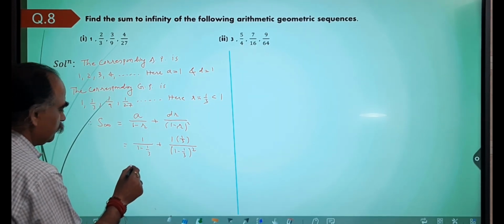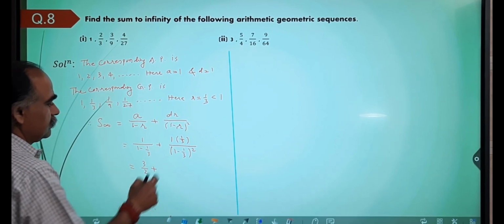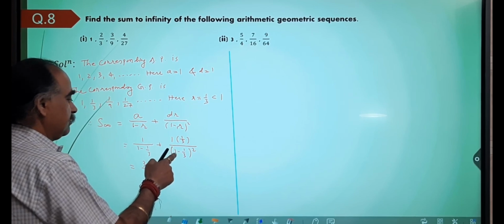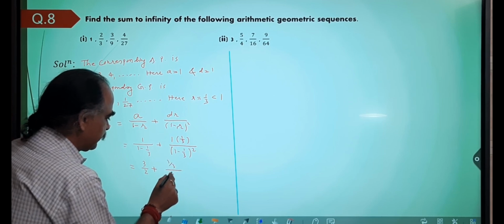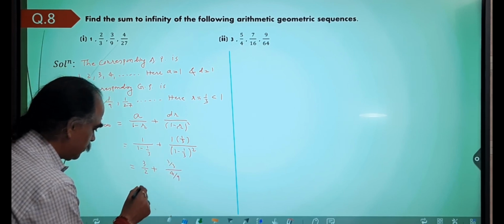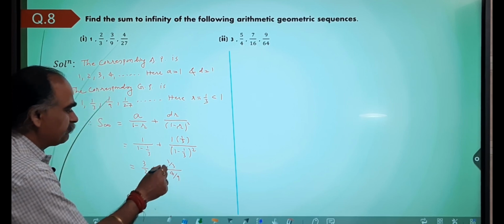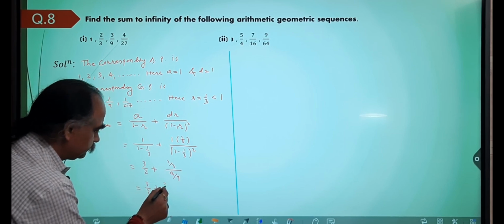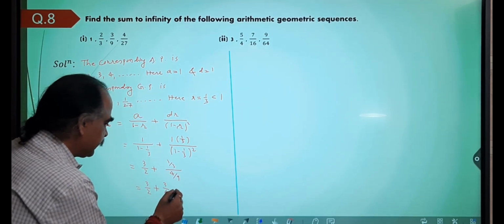So 3 by 2 plus, this is 2 by 3 square, 4 by 9, 1 by 3 upon 4 by 9. This 3 will go up. 3 by 2 plus 3 will go up, 3 3 cancel. So you'll get 3 by 4. LCM 4. So 6 plus 3, 9 by 4 is the answer.